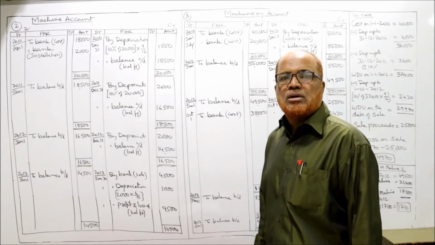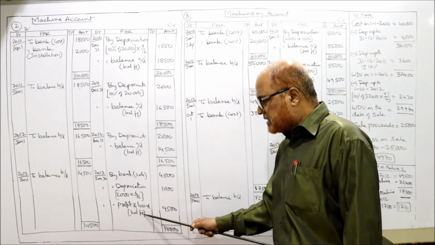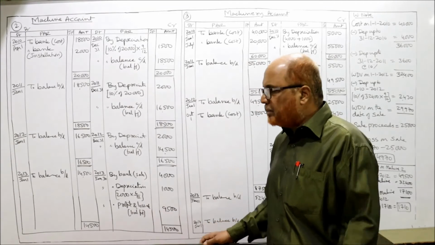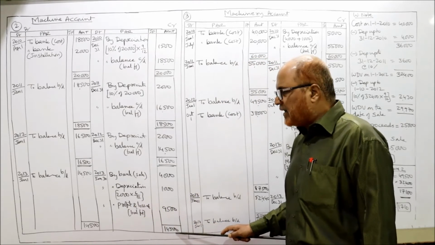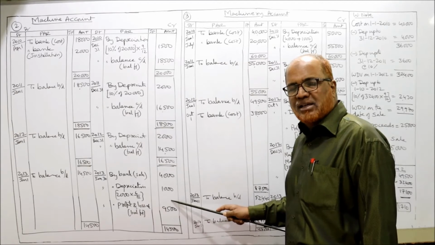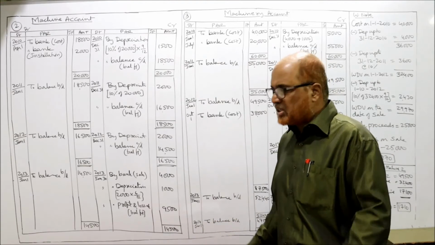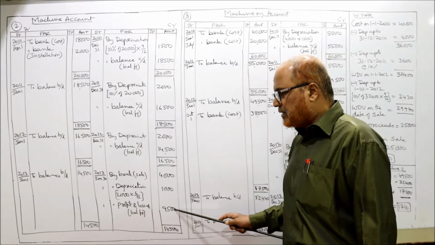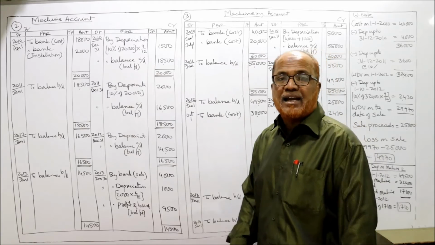So loss, how much loss? 9,500. So by profit and loss account, the balancing figure is 9,500. Or simply you take the debit side total 14,500, minus 4,000, minus 1,000. The balancing figure is the loss on sale of machine, 9,500. That's it. So this is the end of the second problem.